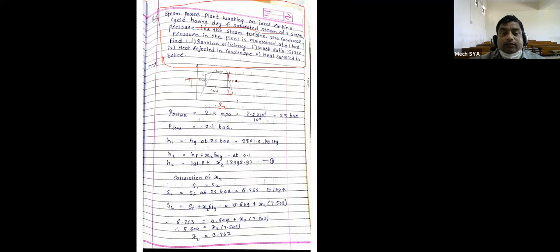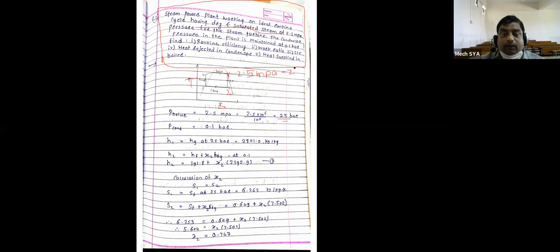Then this will be steam turbine. Isentropic expansion, and what is the pressure here? 2.5 megapascal. We want to convert that into bar. 2.5 megapascal means 2.5 into 10 raised to 6 divided by 10 raised to 5, and it will become 25 bar. So pressure inside this boiler will be 25 bar.